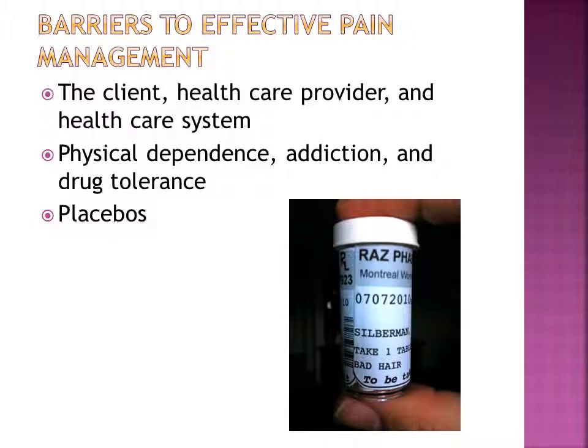The client, healthcare provider, and healthcare system problems with addiction is going to alter the use of medication. Box 43-16 has barriers to pain management. Physical dependence, addiction, and drug tolerance. Physical dependence does not imply addiction, but rather it's a state of adaptation that's manifested by a drug withdrawal syndrome. Drug tolerance also does not imply addiction.